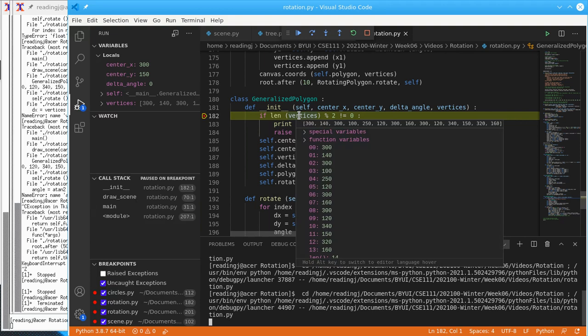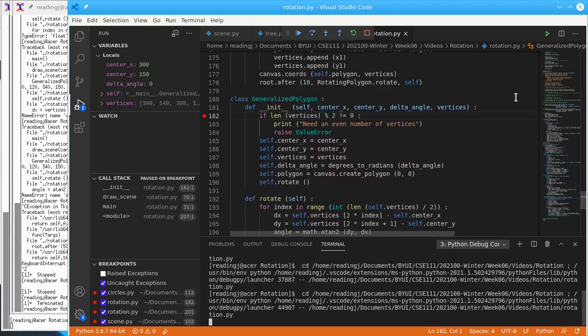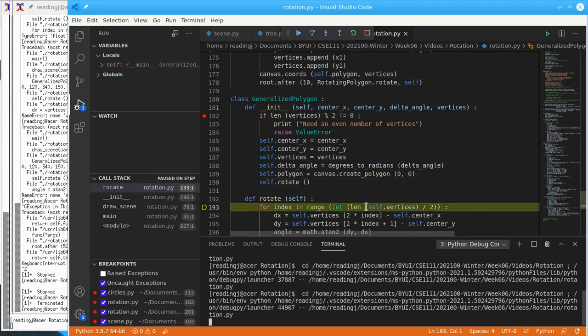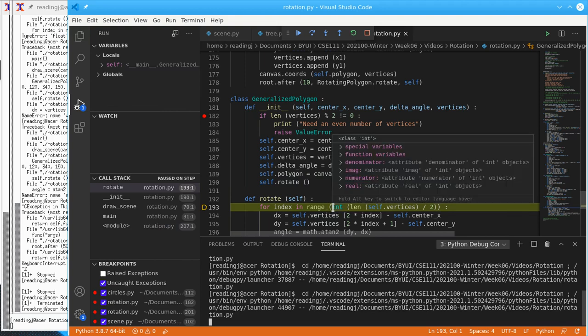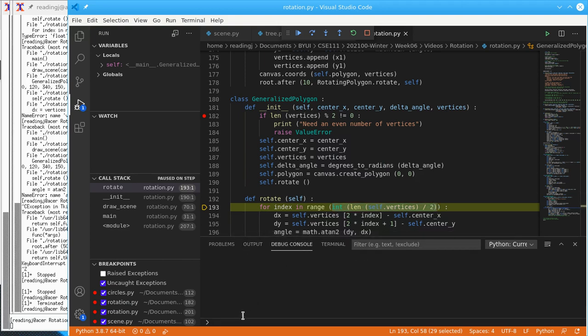Vertices is 14 long, so that should pass. Right? So F10. Okay. And center X and center Y, well, that's getting communicated correctly. Self.polygon, self.rotate. So we need to step into that. And we can grab this, come to our debug console and make sure that that comes out as 7, okay.